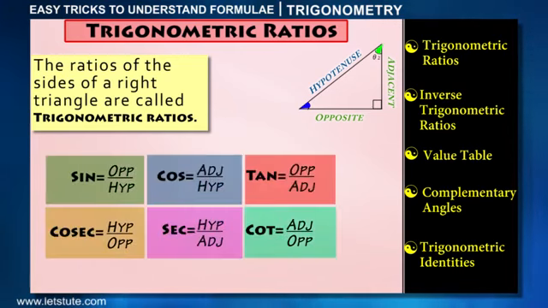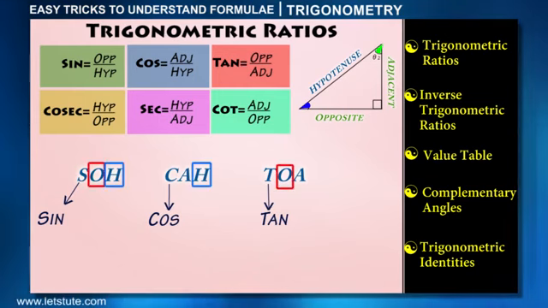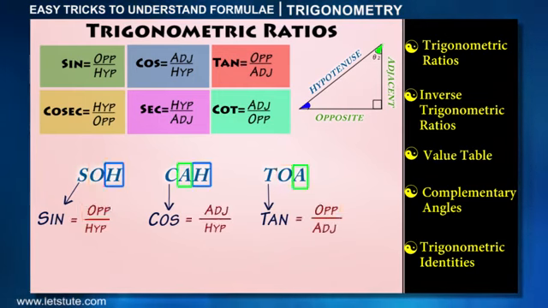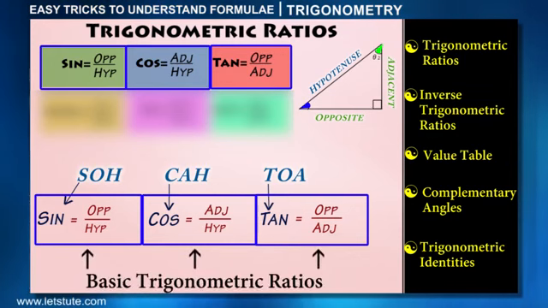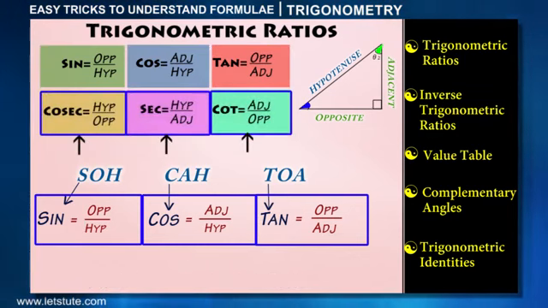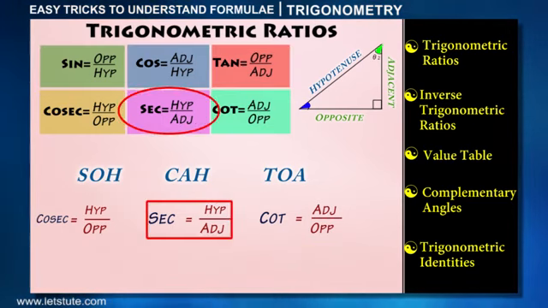sec and cot. In our very first session we have seen one mnemonic, Soh Cah Toa, which is helpful to learn these ratios. Here S, C and T stand for sine, cos and tan. O, H and A stand for opposite side, hypotenuse and adjacent side. These 3 are the basic trigonometric ratios, and to get the rest 3, we need to just reverse these ratios. And thus we get cosec, sec and cot.